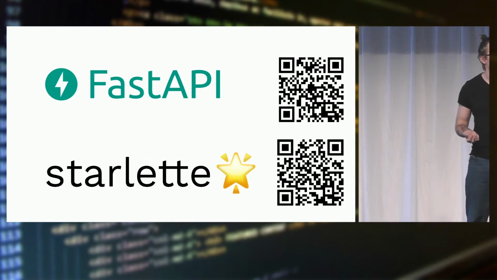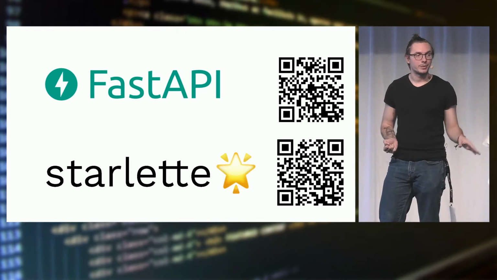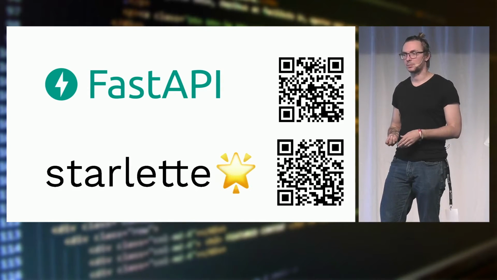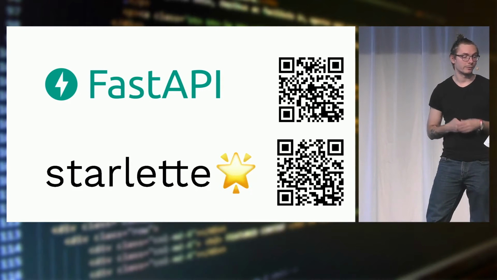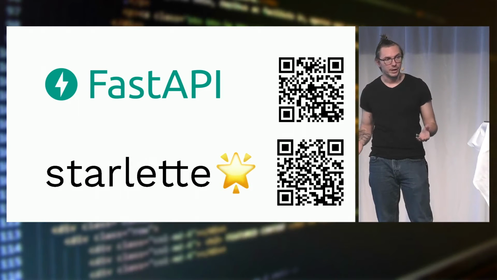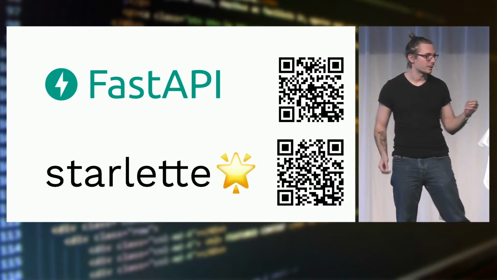FastAPI is a more backend API-related thing. It has built-in Swagger support, for example, so it generates all the documentation for you. And Starlette is more of a web framework where you have templating by default. It supports Jinja, and of course, both of them are fully asynchronous.